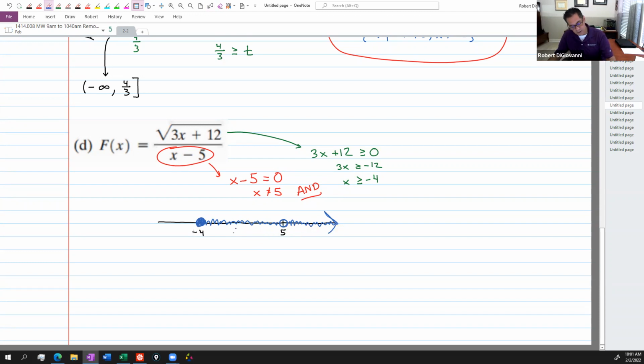So I would write that negative 4 comma 5, a bracket on the negative 4 because I want to include it, and then a parenthesis on the 5 because I don't want to include it, and then union, and now this interval is everything past 5. So 5 off to infinity, parenthesis on the 5 because I don't want to include 5. So this little union with the 5s like this is almost like you're jumping over 5. It's like, okay, I'm gonna start at negative 4. I can be negative 4. I'm gonna go all the way up to 5, jump over 5, and then from 5 go on forever. That's what that notation means.